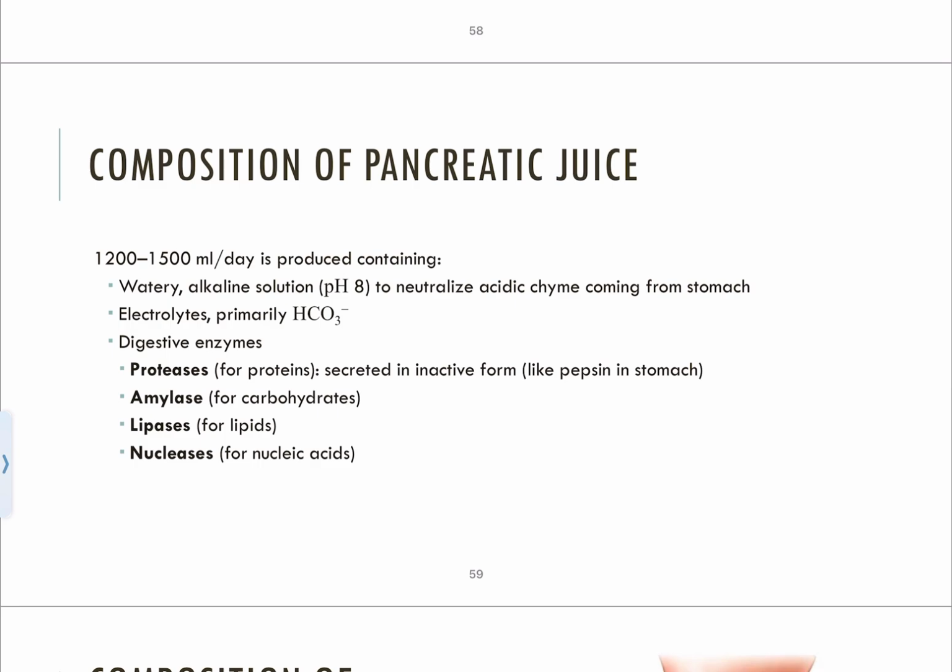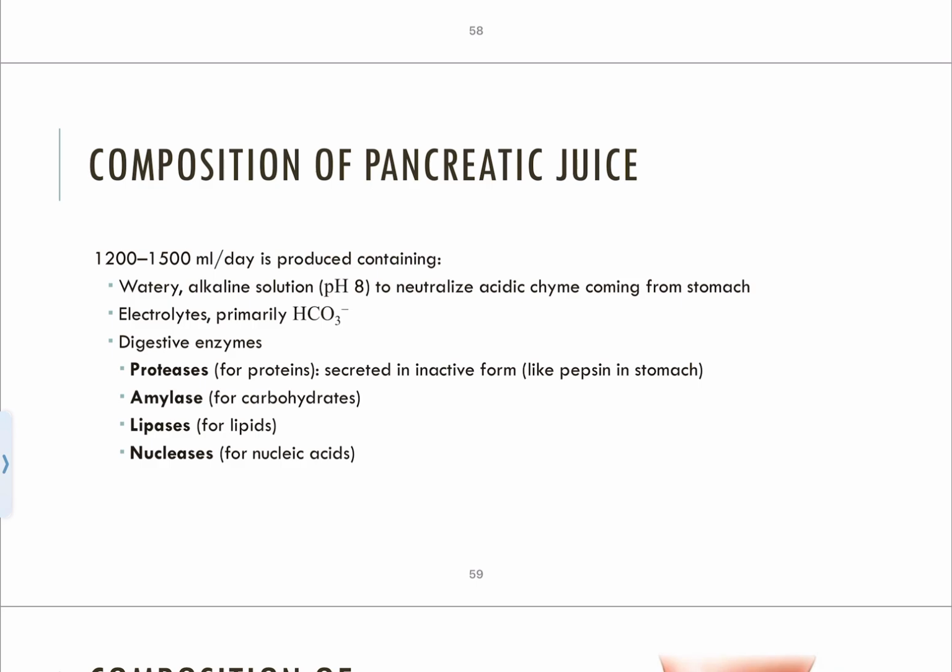It's predominantly water, but we also have some enzymes and electrolytes in there. When we're talking about the electrolytes, it's predominantly those bicarbonate ions. The pancreatic juice also has a high pH, so a pH of 8. So that means that it's actually basic. And the purpose of having this basic pH of the fluid is to help neutralize the acidic chyme that's coming into the duodenum itself.